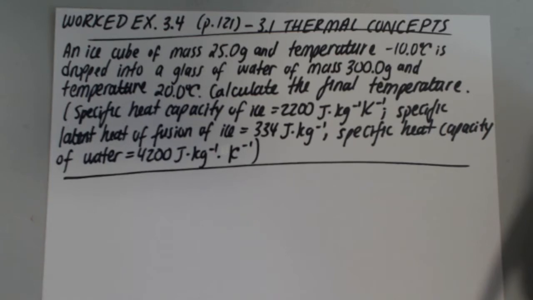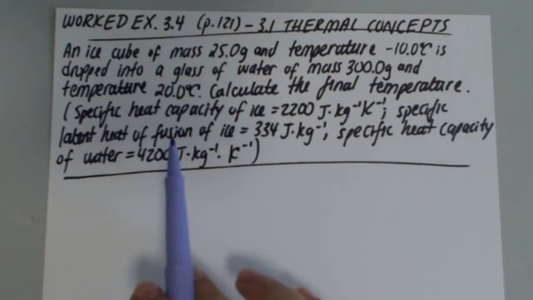An ice cube of mass 25 grams and temperature minus 10 degrees Celsius is dropped into a glass of water of mass 300 grams and temperature 20 degrees Celsius. Calculate the final temperature. So after the ice and the water have been together for a while, they will reach their own final temperature, which will be the same for both.